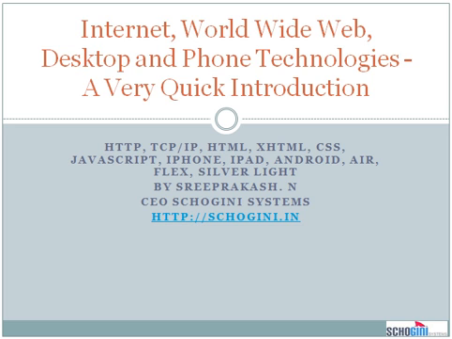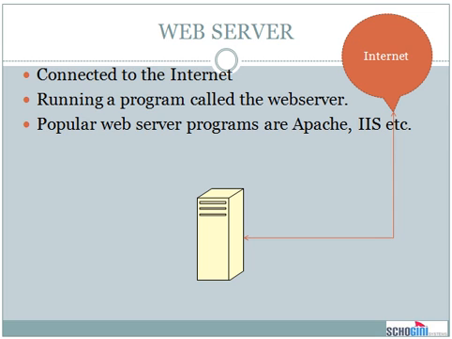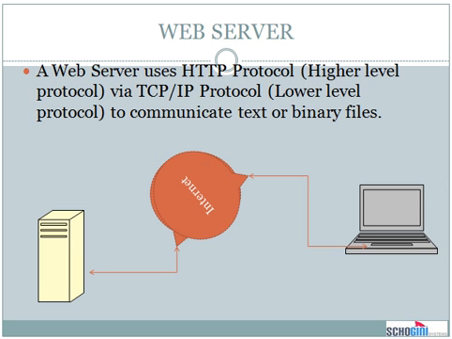Today let's see how different technologies are used or interconnected. A web server is nothing but a personal computer running a program called web server, which is usually Apache or IIS. Any other remote computer connected to the internet anywhere in the world can communicate to the web server using the HTTP protocol, which in turn uses the TCP/IP to communicate text or binary content across.